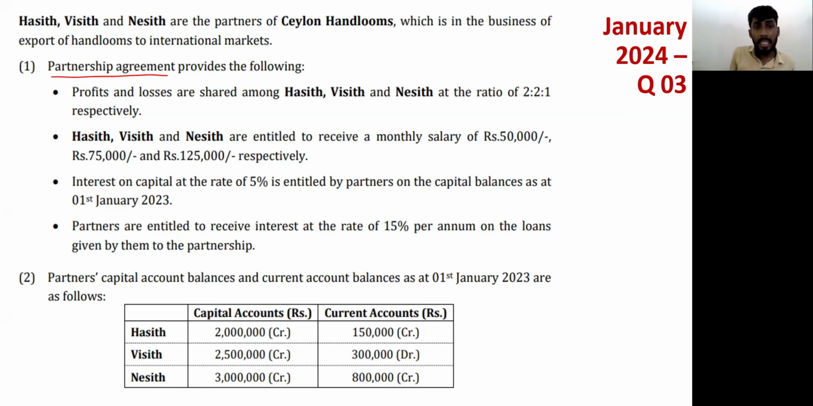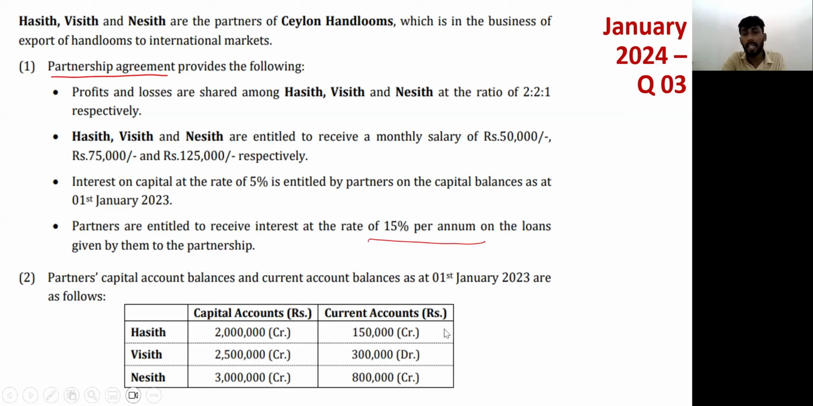Then interest on the capital at the rate of 5% is entitled by the partners on the capital balance at 1st January 2023. Then partners are entitled to receive interest at the rate of 15% per annum on the loans given by them to the partnership. Usually the Partnership Ordinance, Section 24, says maximum 5%. But here the agreement says 15%. Yes, we can proceed. Why? The partnership agreement is the most powerful.